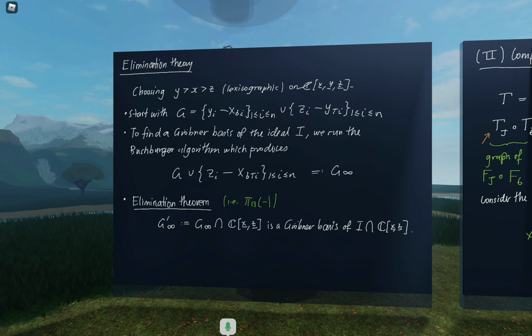Without Gröbner basis, it's not clear how to find a generating set for that intersection, right? But we know what that intersection here is, right? Look at the original set. Everything in there involves the y variables, right? So G intersect C[x,z] is the empty set. So the only part of G infinity that intersects the polynomial ring in x and z is the new stuff. So this here is just those new equations.